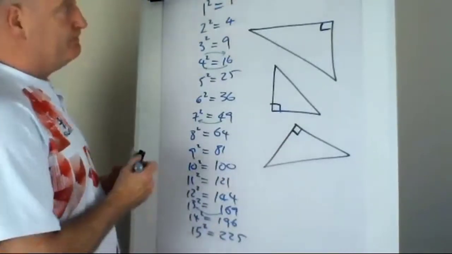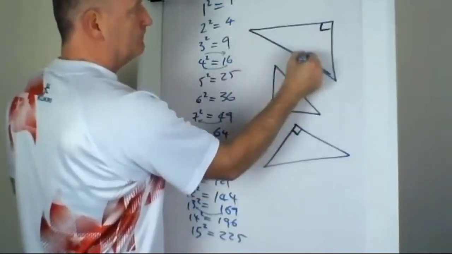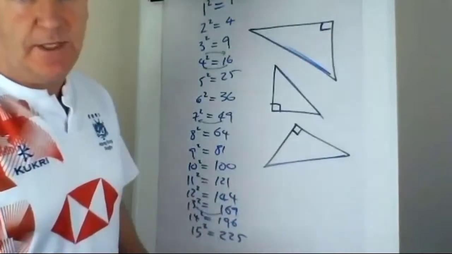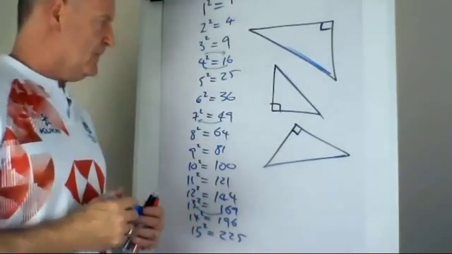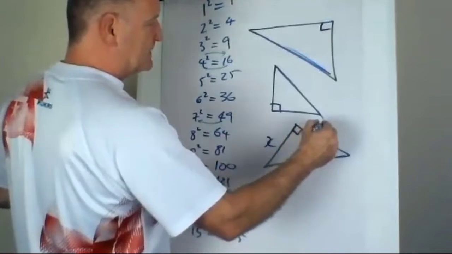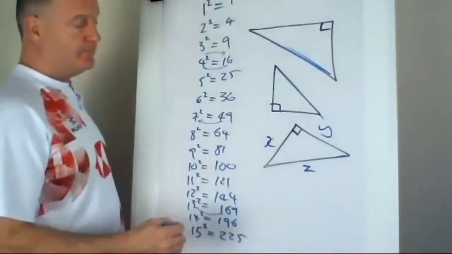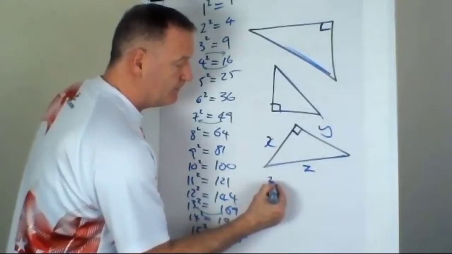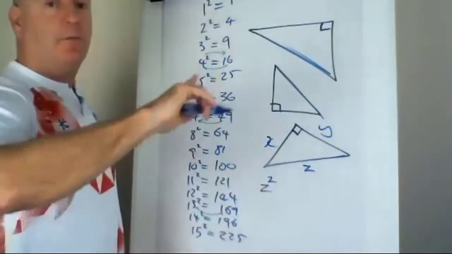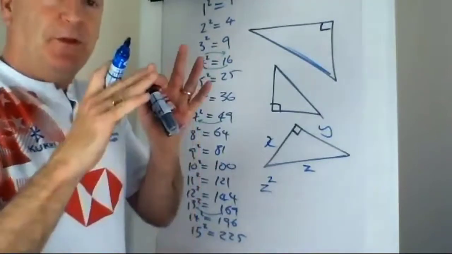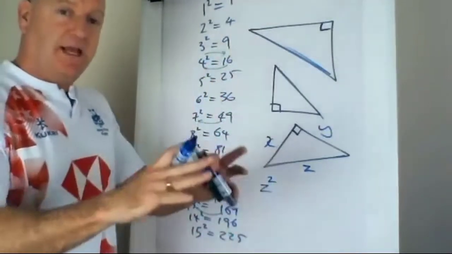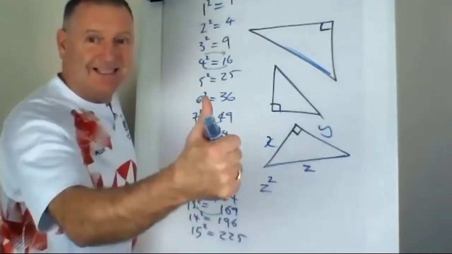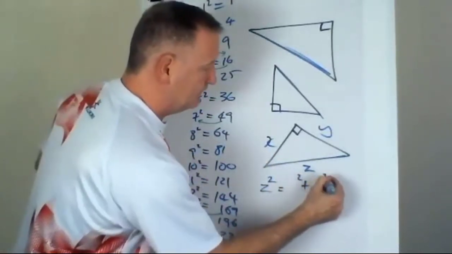Hypotenuse where? Opposite the right angle, yes. If this was x, y, z, what's Pythagoras for this one? Z squared equals... So, stop. Wrong. But don't say it like that. The square of the hypotenuse is equal to the sum of the squares on the shorter sides.